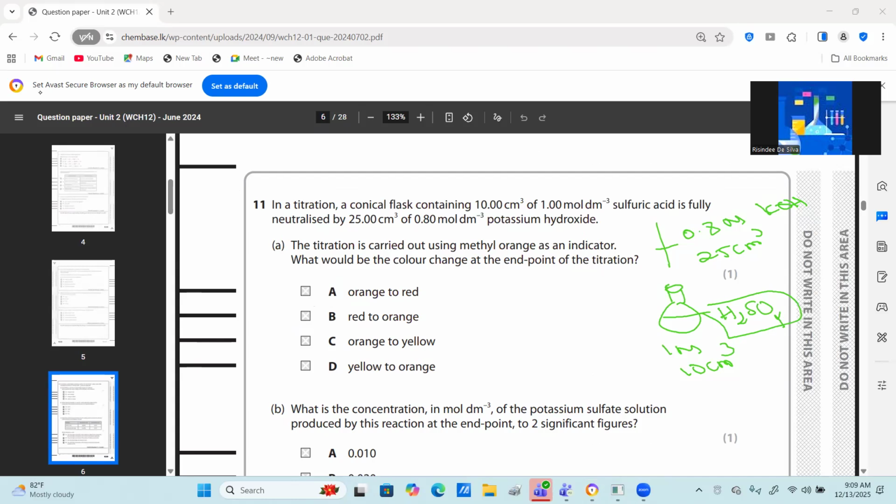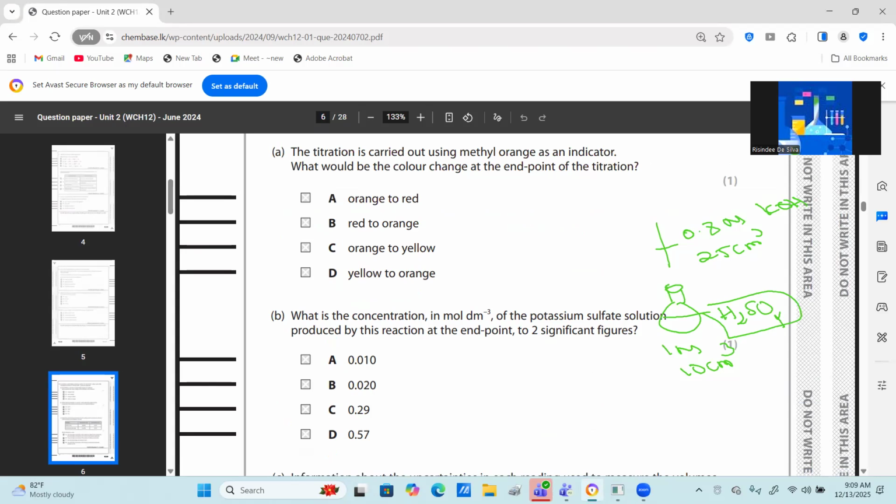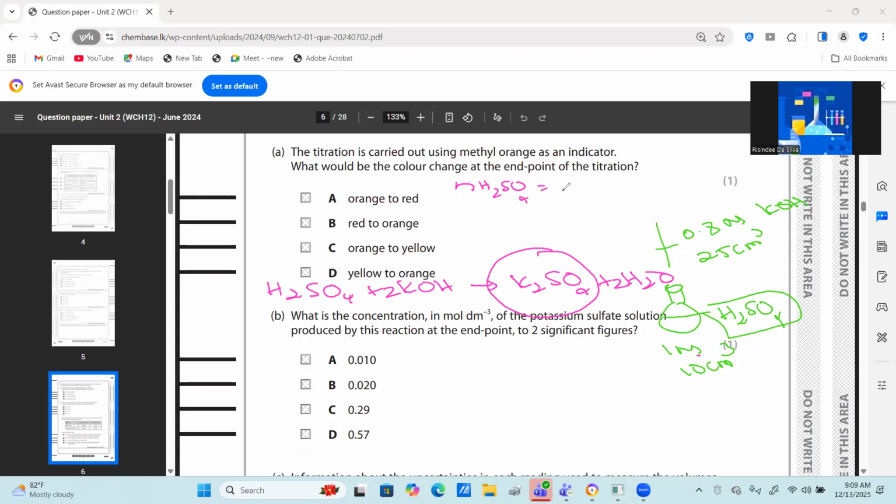Then we have to find the concentration of potassium sulfate. First I need to write the balanced equation. H2SO4 with KOH, you get K2SO4 and H2O. To balance it, I need to put 2 in front of KOH and 2 in front of water. We need to find the concentration of potassium sulfate. If I find the number of moles of H2SO4, they have given the volume and the concentration, in 1000, it's 1 into 10. So it is 0.01 mole.